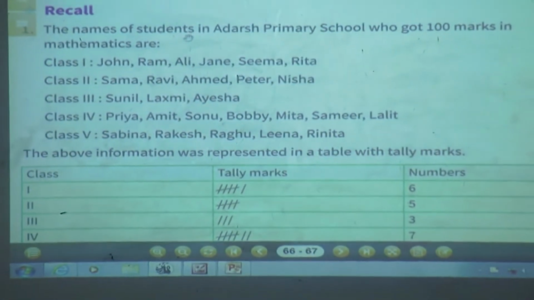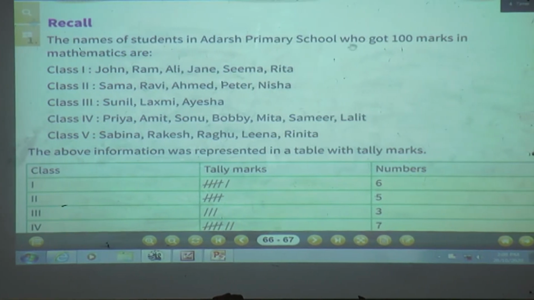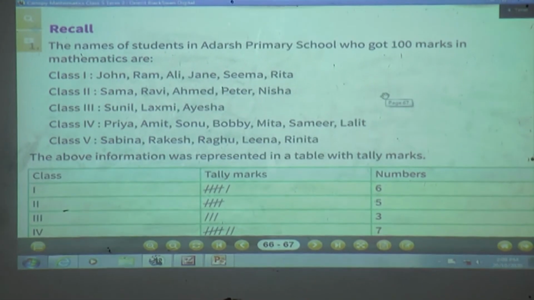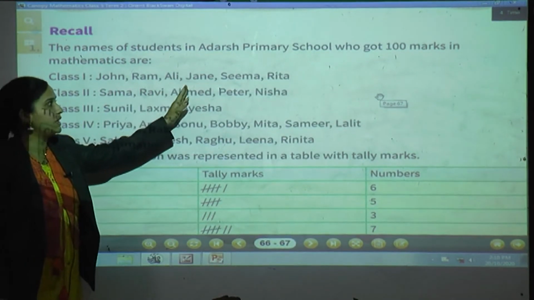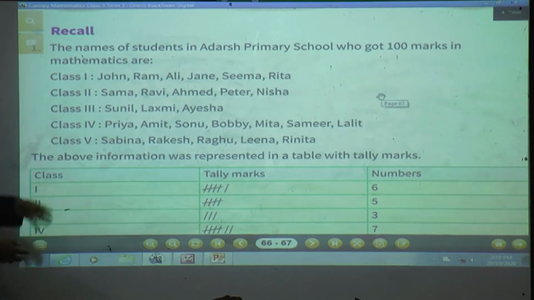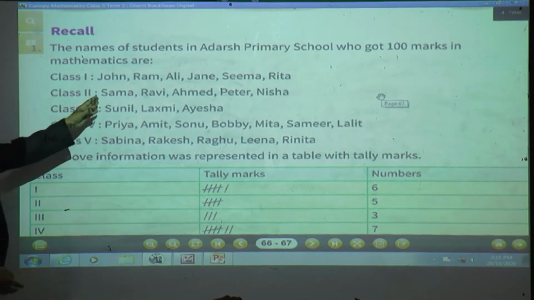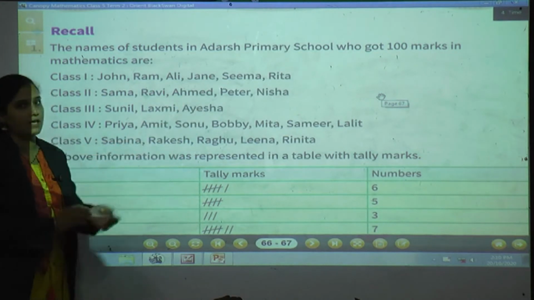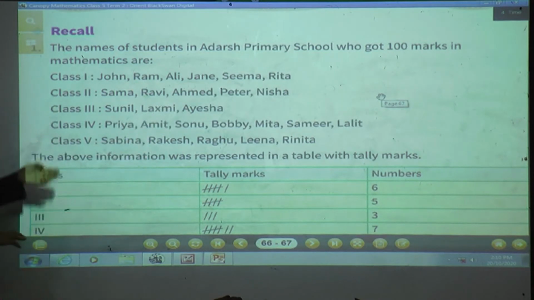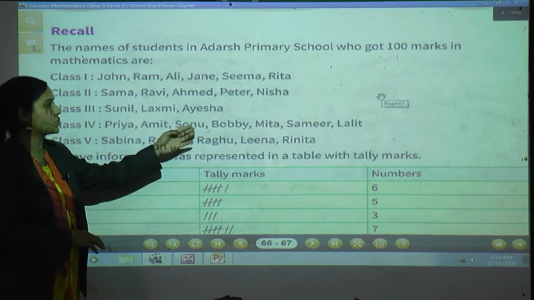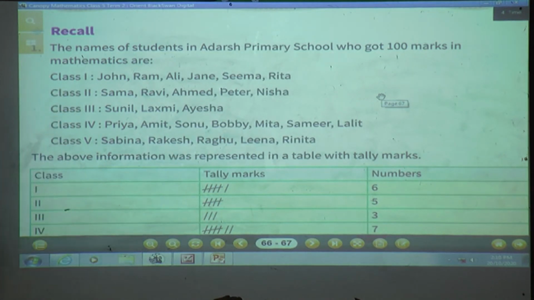Here, the names of students in Adarsh Primary School who got 100 marks in mathematics are given. Class 1: John, Ram, Ali, Jenny, Seema and Rita. In class 2: Sama, Ravi, Ahmad, Peter and Nisha. In class 3: Sunil, Lakshmi, Aisha. In class 4: Priya, Amit, Sonu, Bobby, Nita, Samir and Lalit. And in class 5: Sabina, Rakesh, Raghu, Neena and Nilita. Students, they got 100 marks in mathematics.